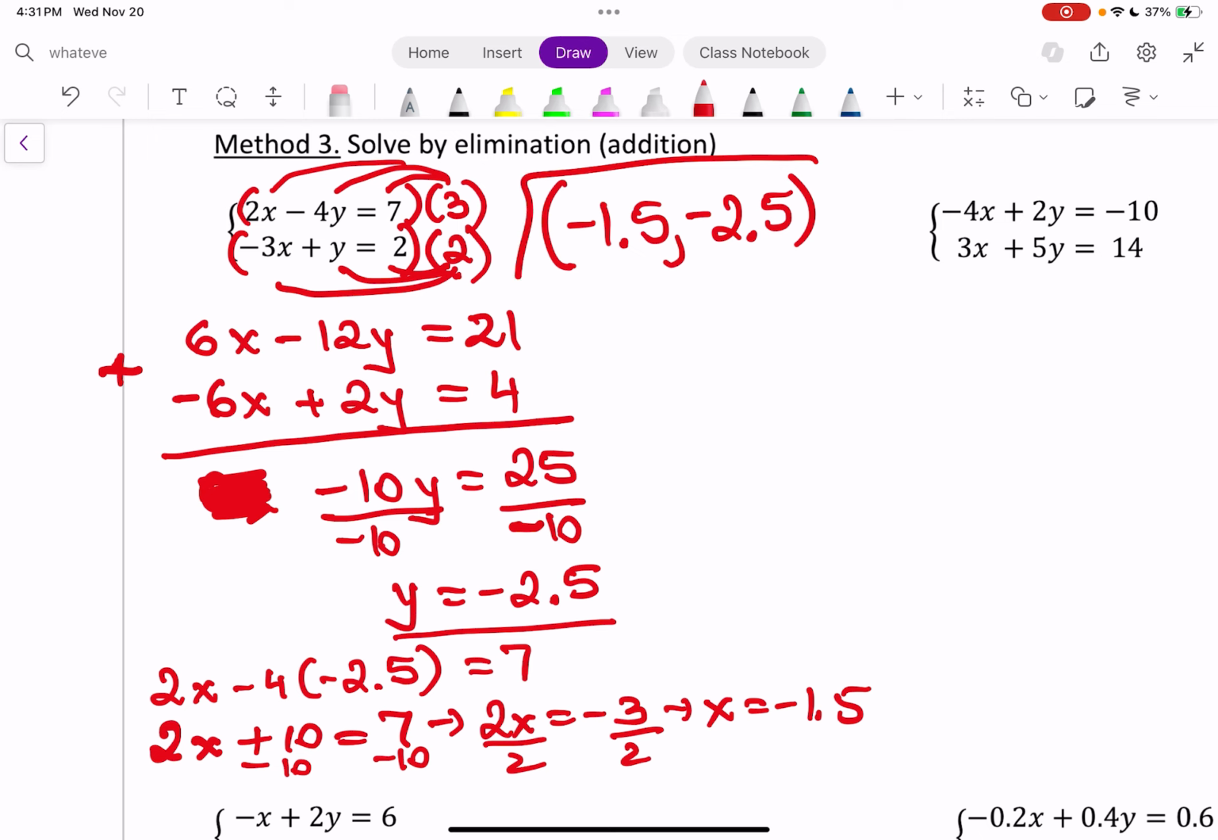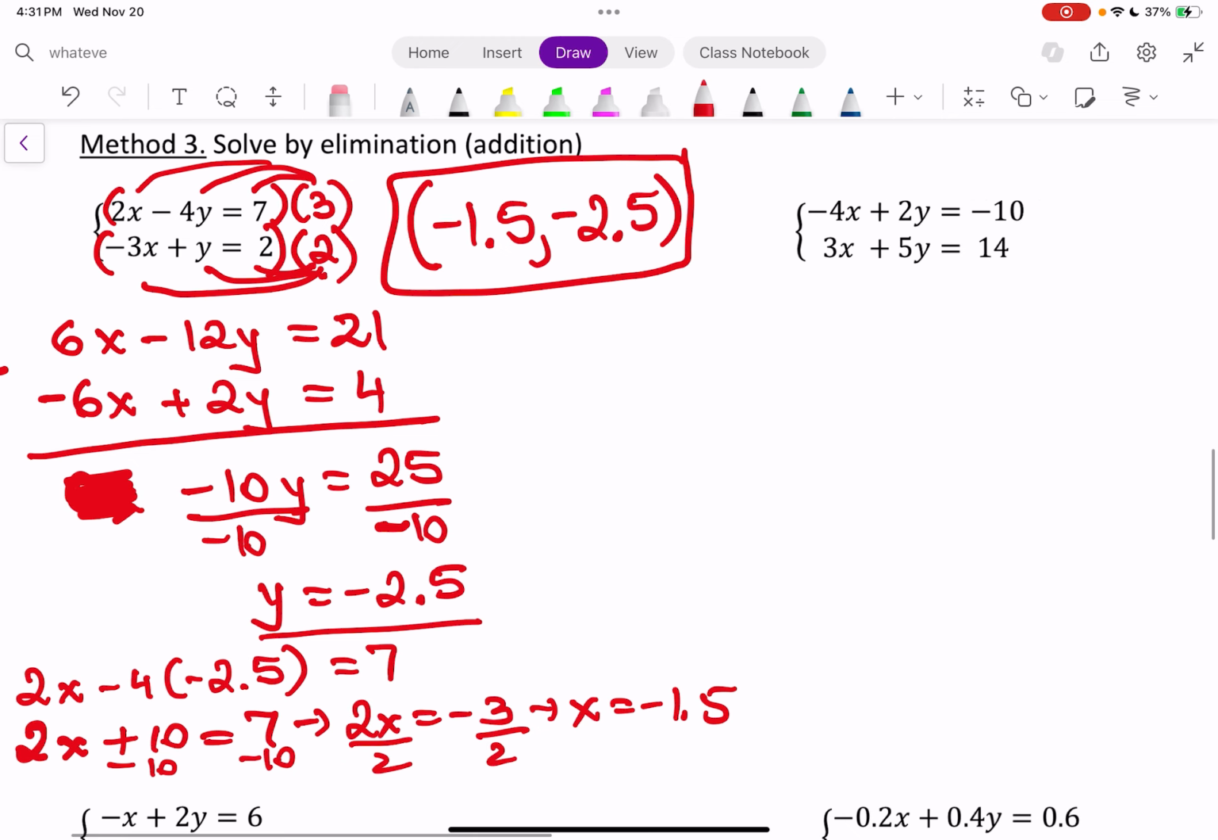So if you would have solved the system by graphing, the two lines would have had to meet at negative 1.5 and negative 2.5.